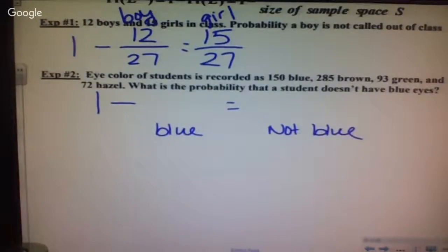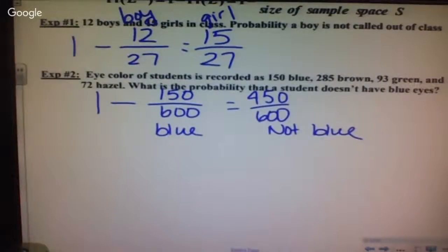So my blue eyes are 150 out of 285, 93. You said 600? Okay. So if I have 150 blue eyes out of 600, that means we have 450 not blue eyes out of 600. And of course, you would need to reduce, which comes out to be 3/4 or 0.75.